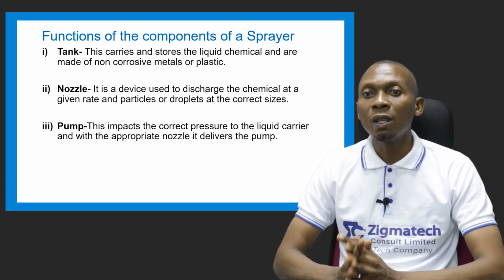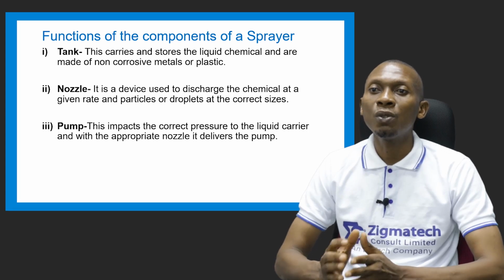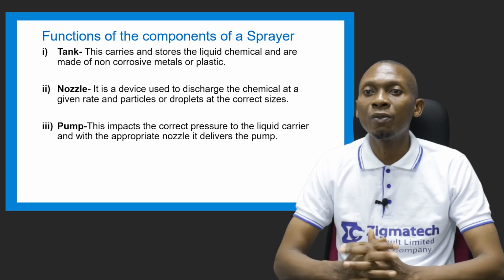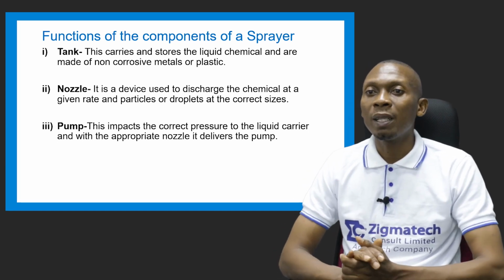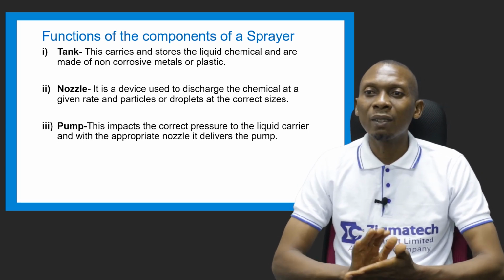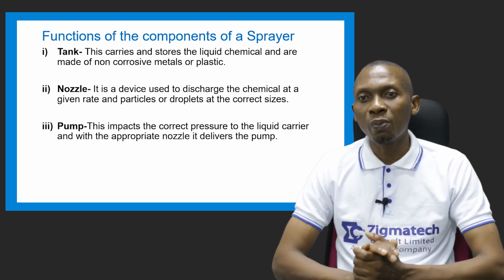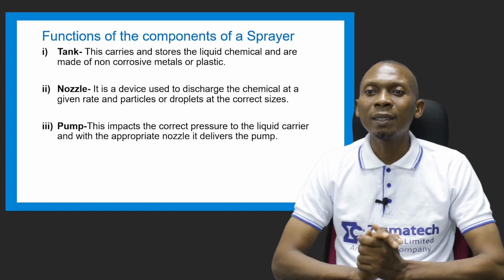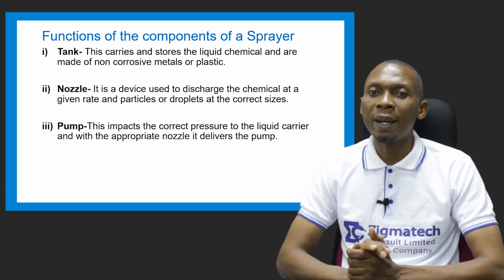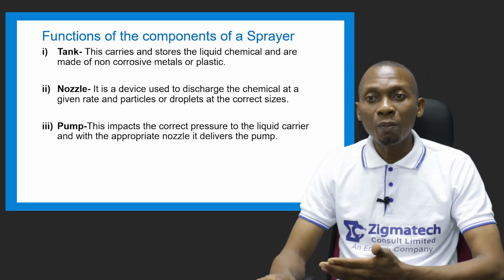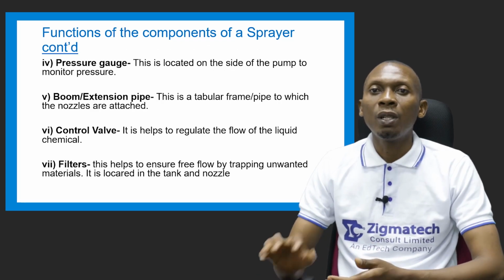Now what's the function of the nozzle? This is a device that is used to discharge chemicals. So chemical is discharged through the nozzle at a given rate, and the particles or droplets are given out at the correct sizes. We also have the pump, which is a component of the sprayer. Now this helps to impart the correct pressure to the liquid carrier, and with the appropriate nozzle it helps to deliver.